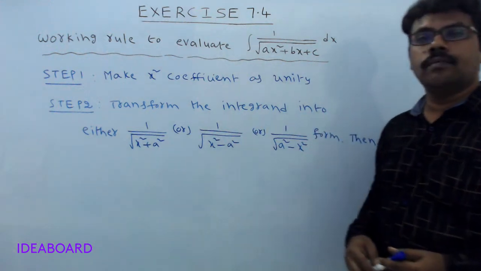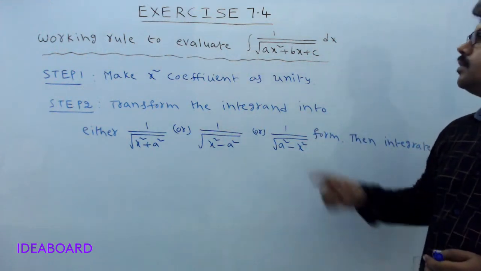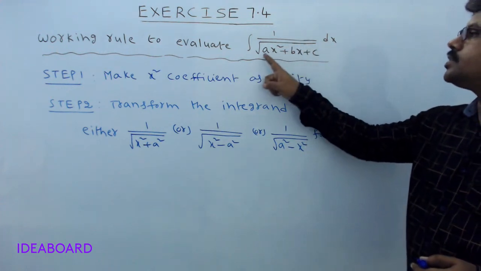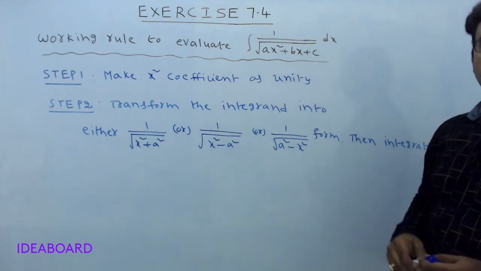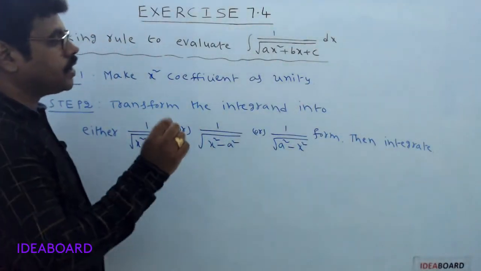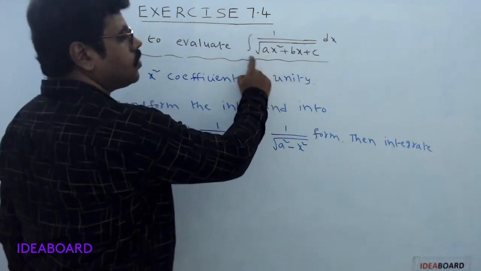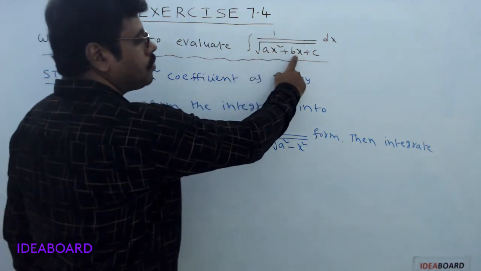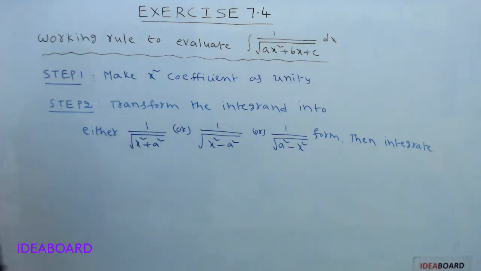See one more form: how to evaluate the integrals of the type 1 divided by square root of ax square plus bx plus c. Now come to the procedure. If your integrand is of the form 1 divided by square root of ax square plus bx plus c, in such case, what is our procedure?